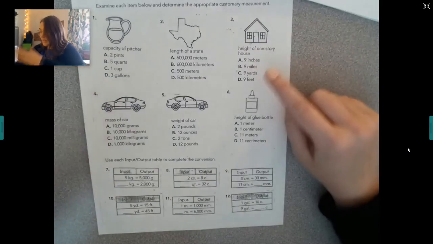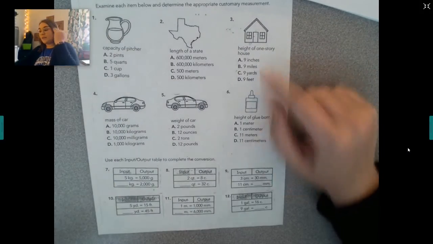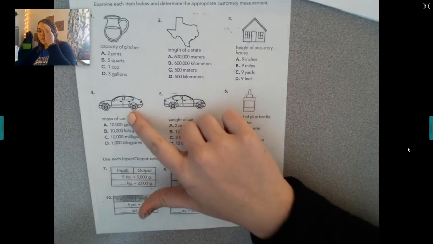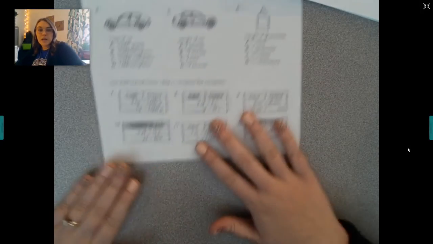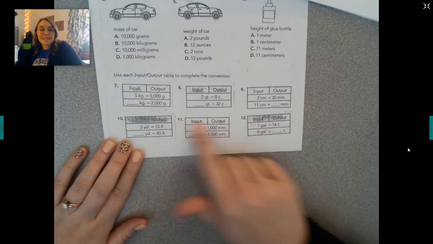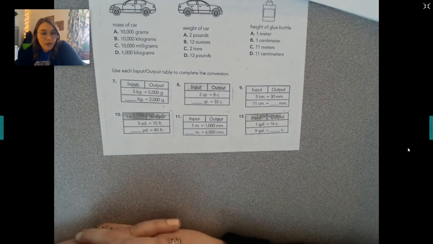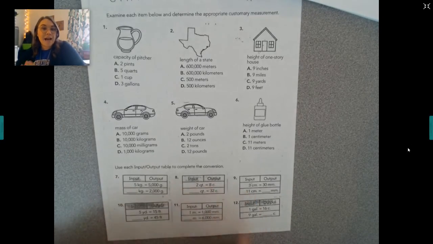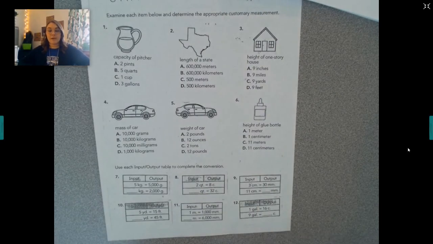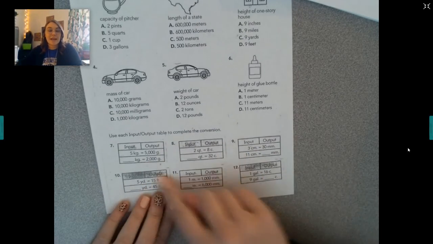Okay, so you're going to tell me which one you think, like the height of a one-story house or the mass of a car. Then down here, there are 6 input-output tables that you are going to have to solve. All right, since this is a quiz, I cannot help you on it. So do your very best. This is, again, customary and metric. So just pay attention to that.